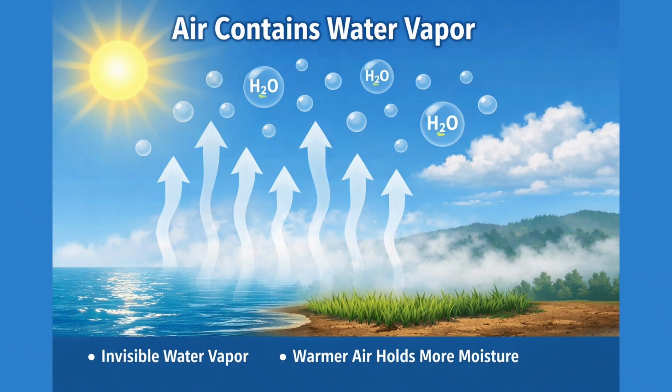The air around us always contains water vapor. This is water in its invisible gas form. The amount of water vapor that air can hold depends on temperature. Warm air can hold more moisture, while colder air can hold less.